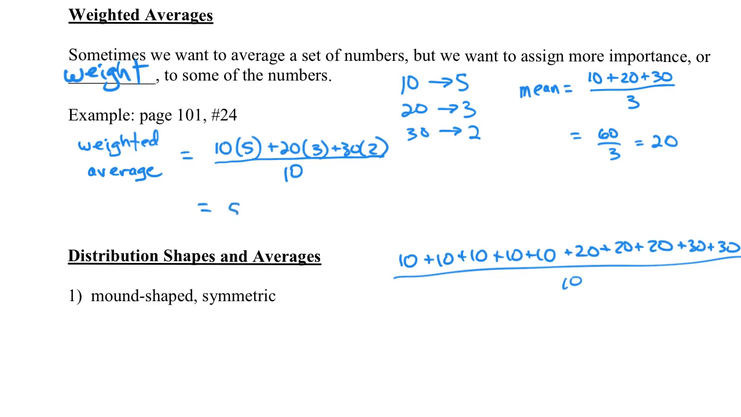So then if we do this, we're going to get 50 plus 60 plus 60 over 10. Right, I'm just doing the math here. 10 times 5, 20 times 3, 30 times 2. And that is going to give us 170 over 10, or a weighted average of 17. So the weighted average is 17, and like we had talked about, because the 10 is weighted more, it'll pull this mean down, which you did.